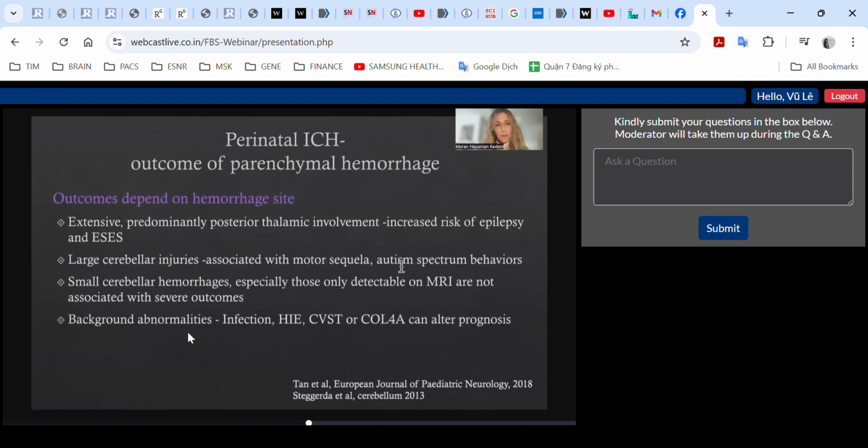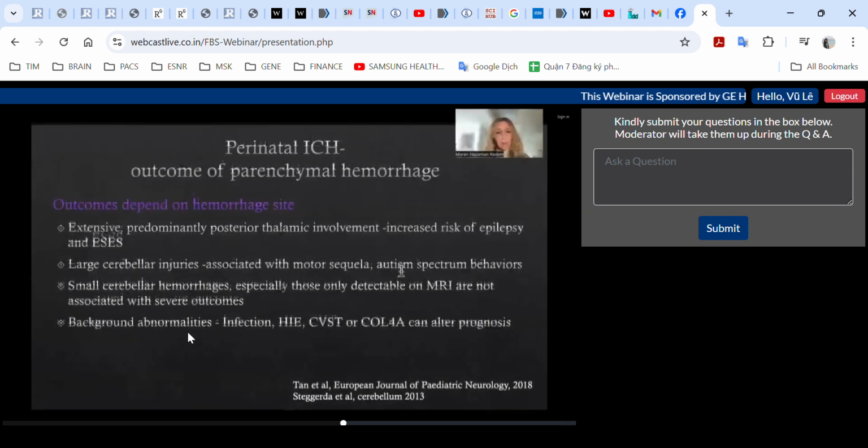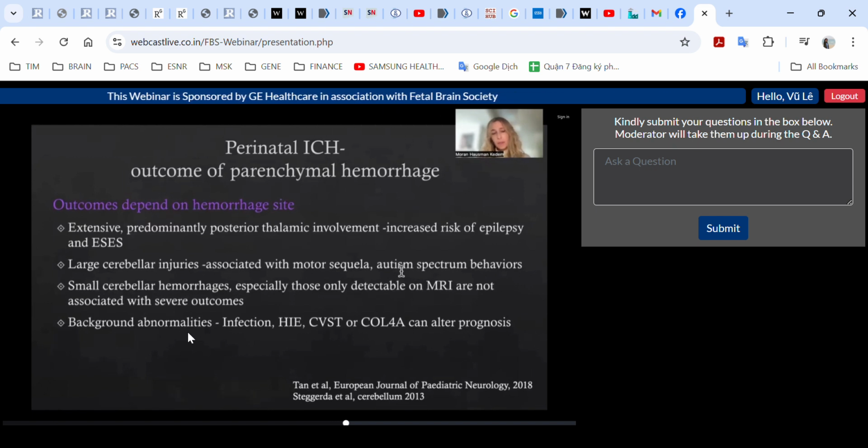So for parenchymal hemorrhage, the outcome really depends on the hemorrhage site. If there is a hemorrhage in the thalamus, particularly the posterior thalamic area, there is an increased risk of epilepsy and electrical status epilepticus in sleep. Cerebellar hemorrhages, if they're small and tiny, those that you can see only on MRI, usually they're not associated with severe outcomes, where for larger cerebellar injuries, they can be associated with motor sequelae and with autism spectrum behaviors.